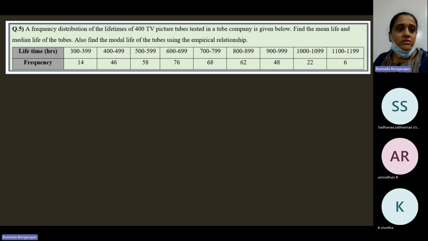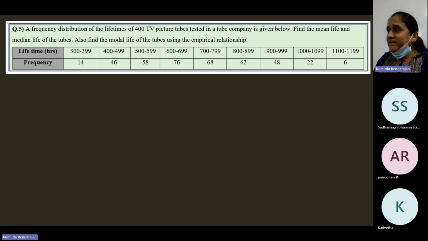Now look at this question. A frequency distribution of the lifetimes of 400 TV picture tubes tested in a tube company is given below. Find the mean life and median life of the tubes. Also find the modal life of the tubes using the empirical relationship.